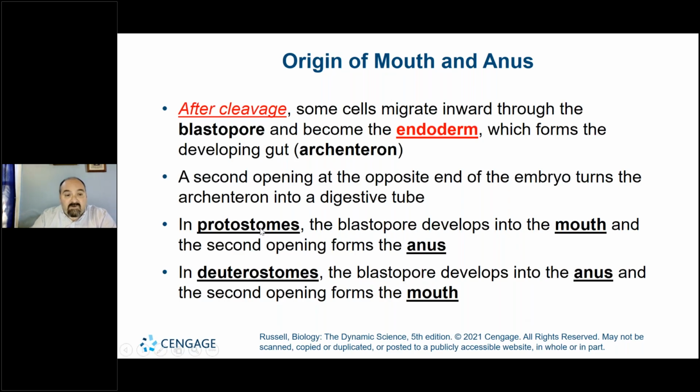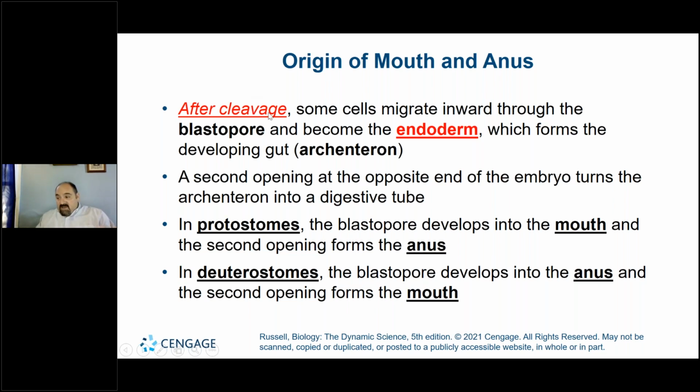As far as protostomes and deuterostomes, what's developing first as far as the cleavage and the differentiation of the cells and tissues and the germ layers? You'll see here the mouth develops first and then the anus. As far as the deuterostomes, it's opposite. The anus develops and then the second opening is the mouth.